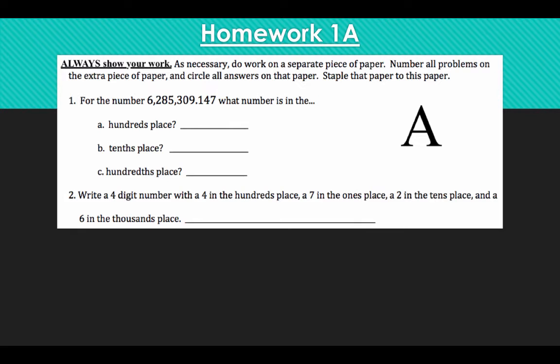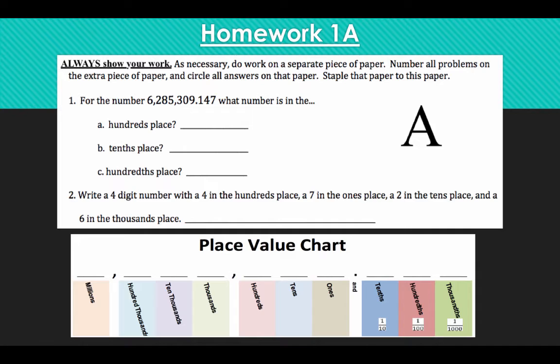I'm going to do the first part with you, and I'm going to have you do the next parts on your own. So if we take a look at the number 6 million, there's that comma, 285,309 and 147 thousandths, because it ends in the thousandths place, they're asking us which of these numbers are in the hundreds place. So let's look at that place value chart again.